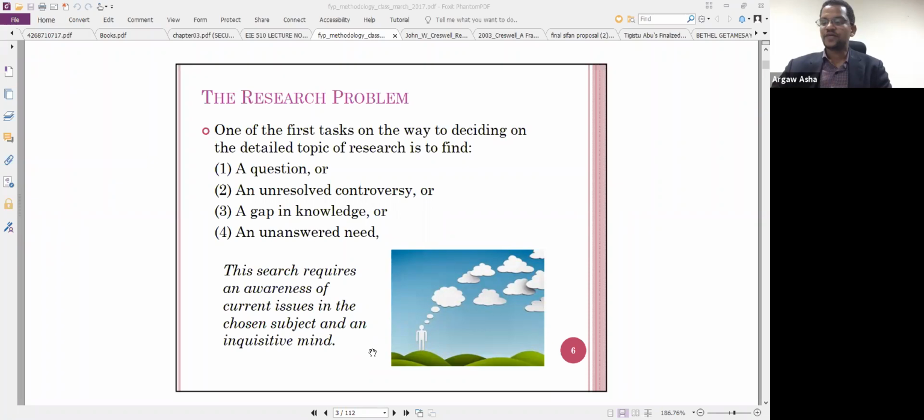If some things are unresolved, let us say the COVID issue, COVID-19. Some say it was maybe biological, some say laboratory, some say human. If some things are unresolved, you can go for research. If there is a gap in knowledge, okay?